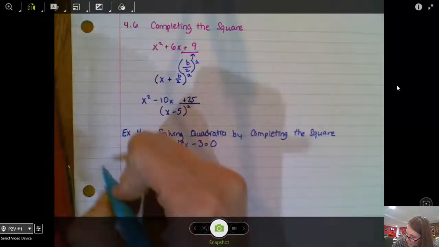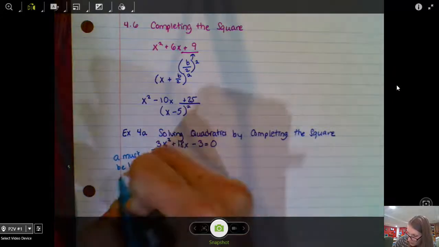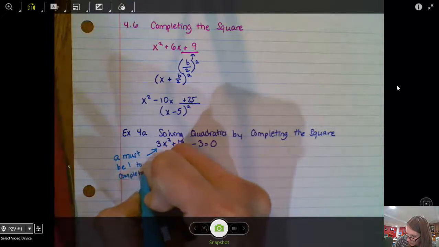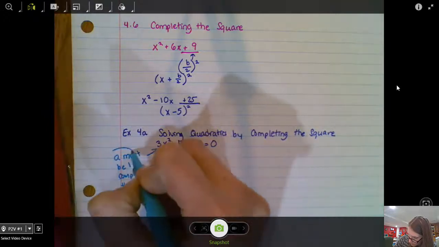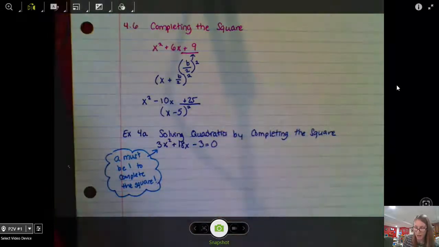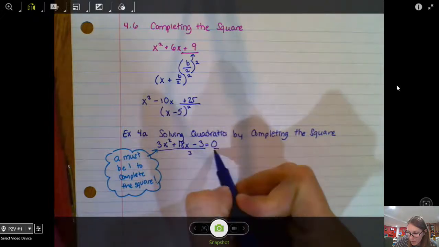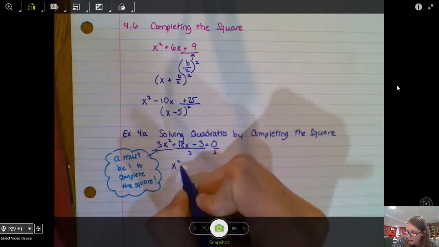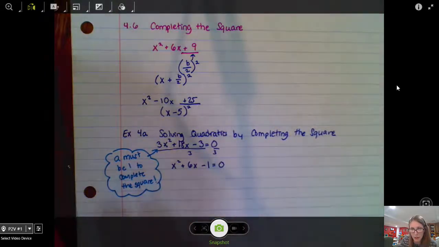Okay? So right here, I see my a value is 3. A must be 1 to complete the square. There are other methods for completing the square than what we are doing, but we'll just stick with, if we are going to complete the square, our a value has to be 1. So we have to divide both sides of our equation by 3 before we even get started. And that gives us x squared plus 6x minus 1 equals 0.